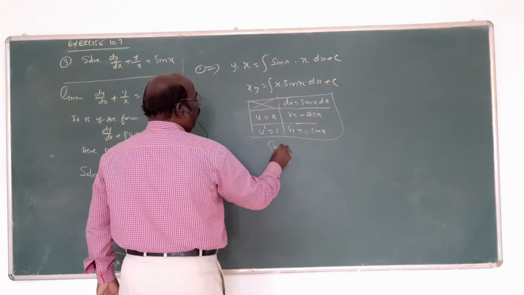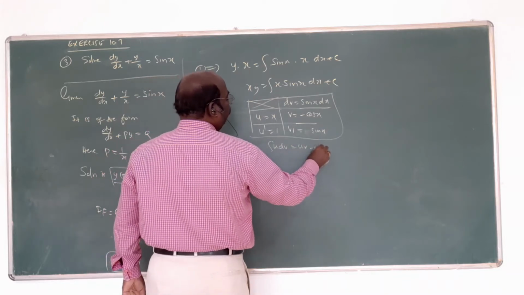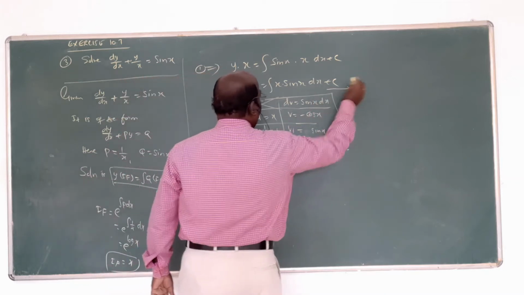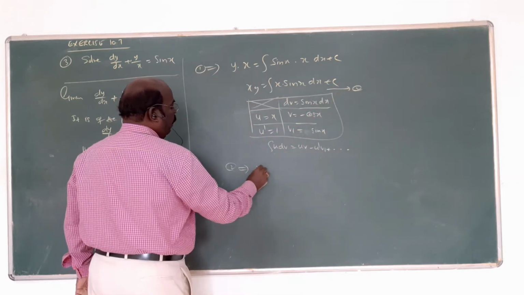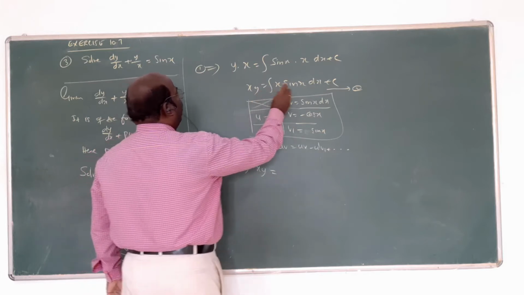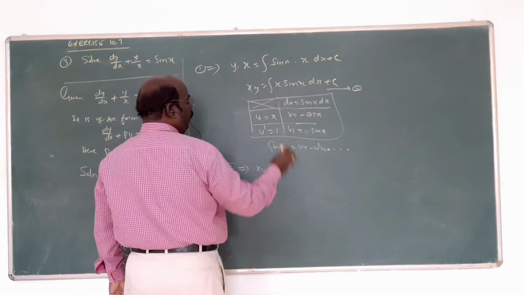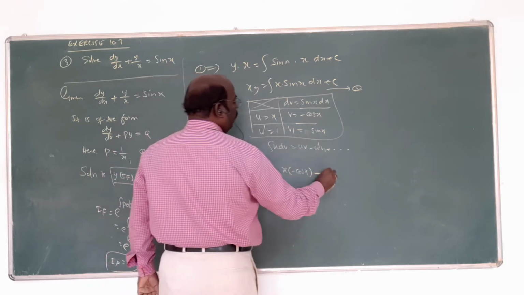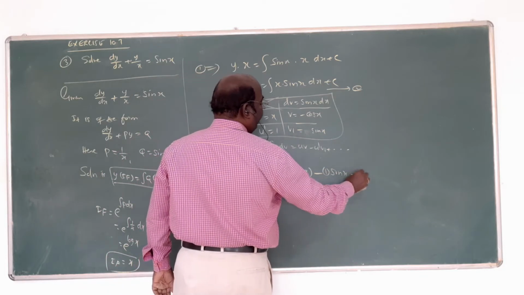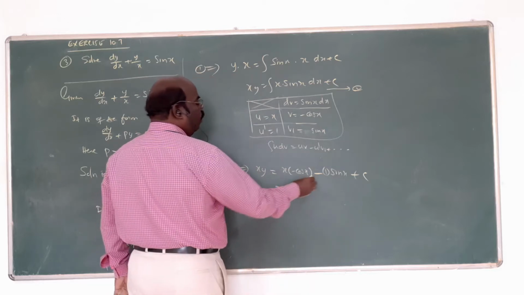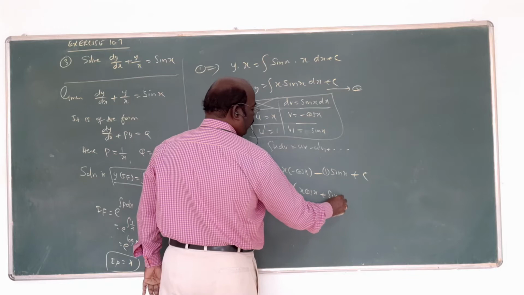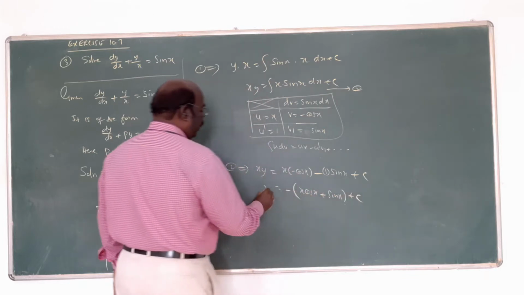What is the formula? Let it be 2. Now this is 2, and the left hand side is already over. It means the right side is uv1 which is x into minus cos x, minus u dash into v2, which is sin x, plus c. Now minus x cos x plus sin x plus c is y.